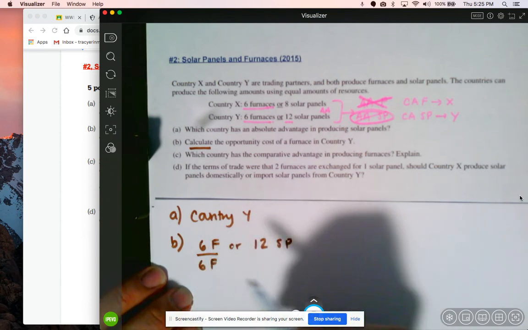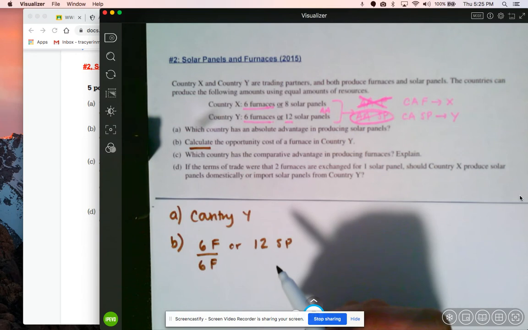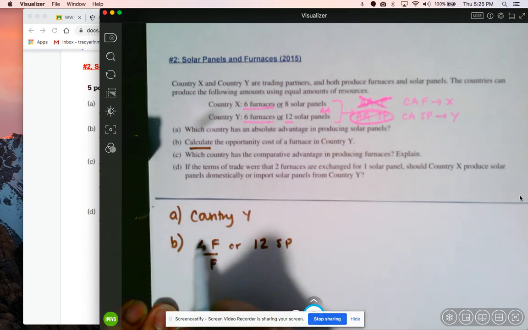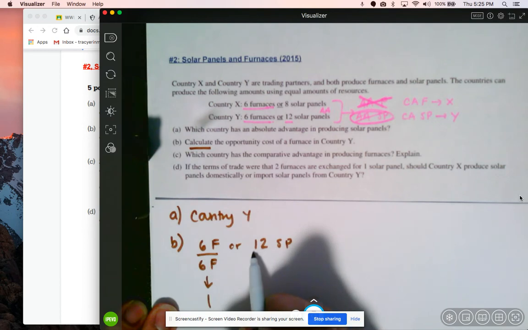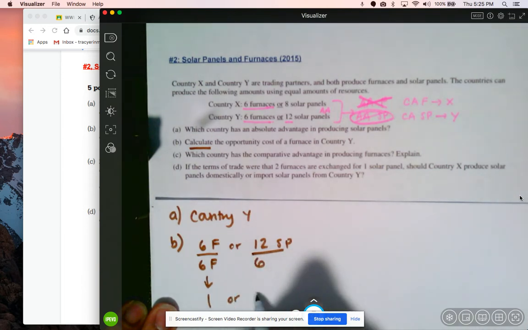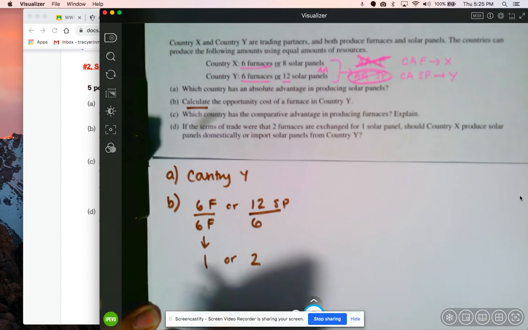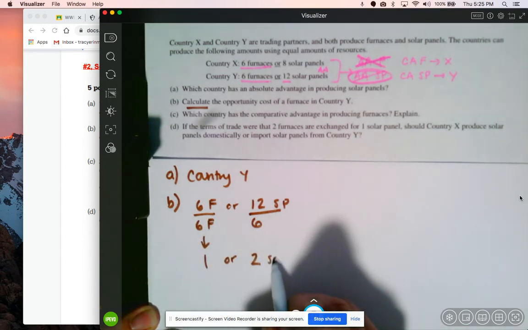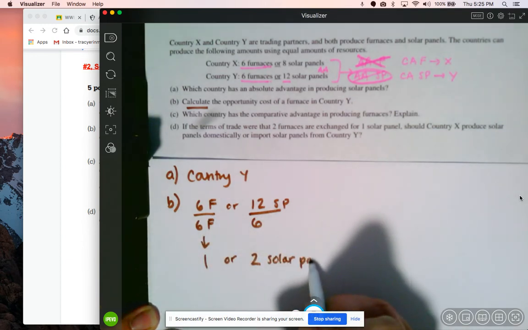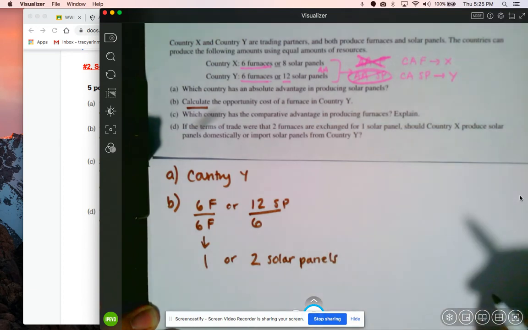So they're asking us in terms of furnaces. I want to make 6 furnaces turn into 1. So that means I also need to divide that 12 by 6 too. So really, the opportunity cost of 1 furnace is 2 solar panels, and that's pretty easy math. You just have to know what to do.